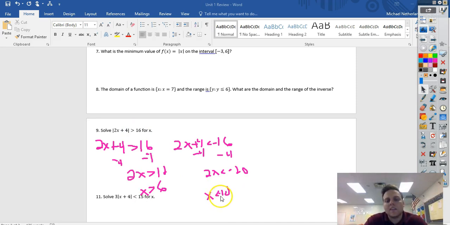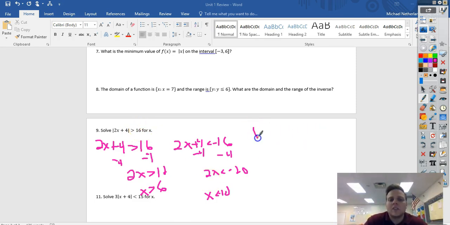What about x is less than negative 10? Well, we could say negative 11. You plug it in. 2 times negative 11 would be negative 22. Negative 22 plus 4 would be negative 18. What is the absolute value of negative 18? Just 18. So is that greater than 16? Yes, it is. So both of these work.